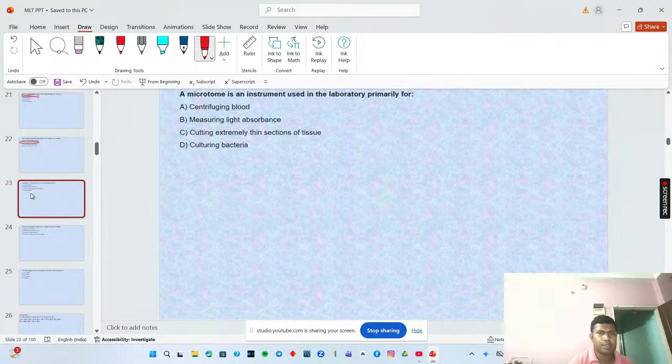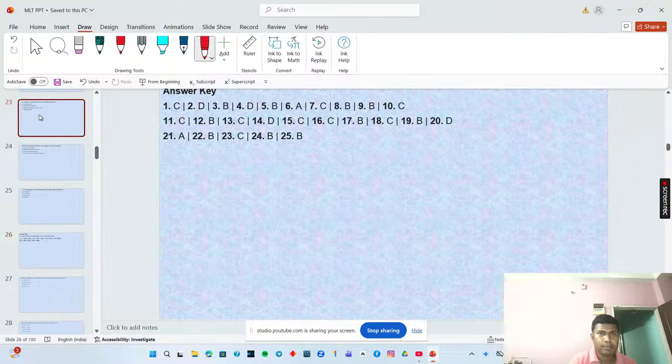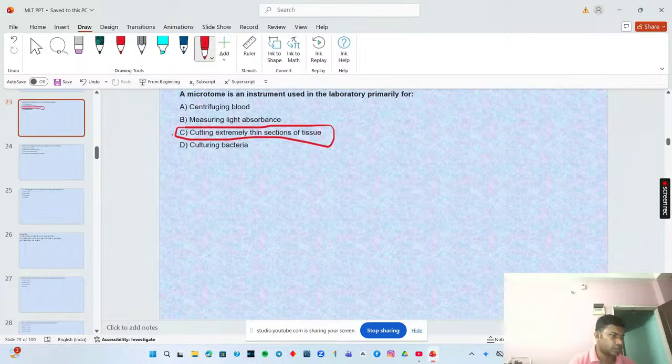Now I will come to the next question. A microtome is an instrument used in the laboratory primarily for what? Why is a microtome used? It is used for cutting extremely thin sections of tissue, and this instrument is used in the histopathology lab.